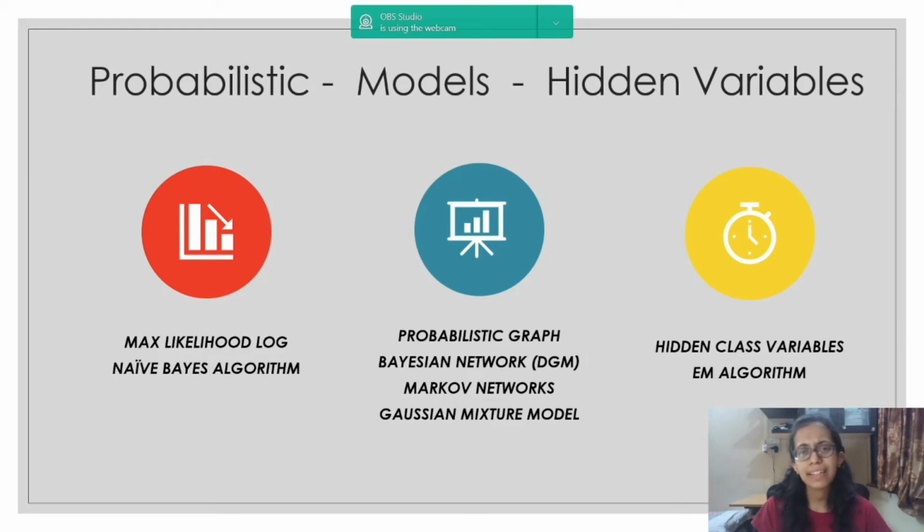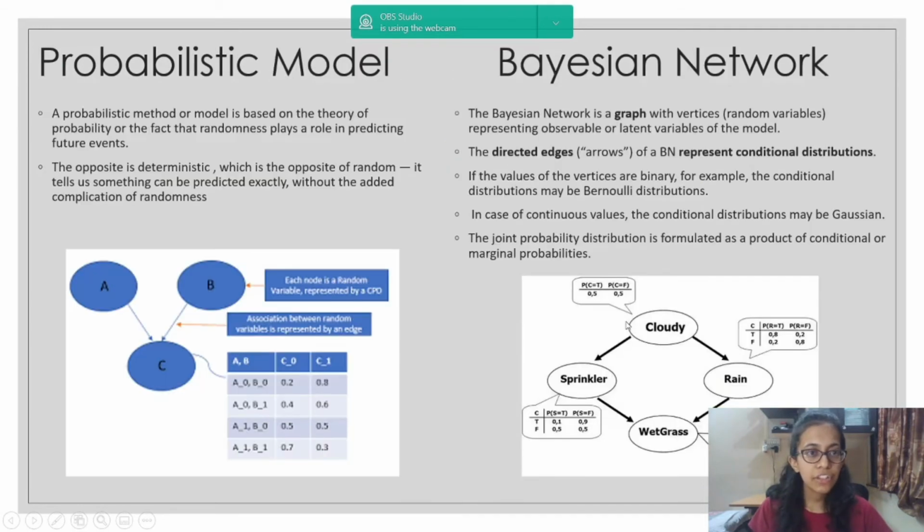And log is basically the measure of that max likelihood. So we use the logarithm to find the max likelihood of a model. Now naive Bayes algorithm, we all know, if we want to predict a given event from another given event probability, then we use naive Bayes algorithm. In models, we will be studying probabilistic model, Bayesian network, Markov network, and Gaussian mixture model. And in hidden variables, we have hidden class variables and EM algorithm. So let's jump right in.